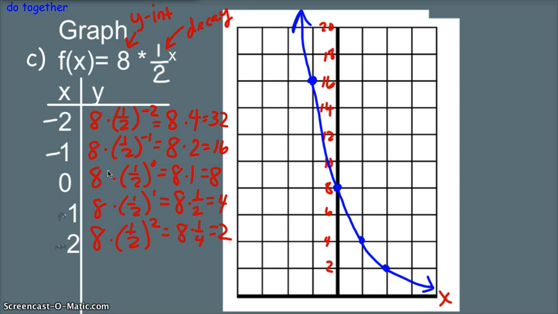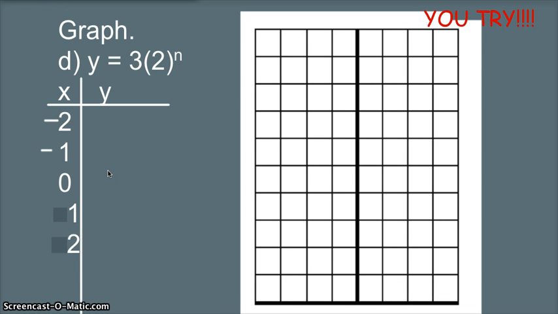You try example D. Pause the video, plug in your input values for your domain. It's going to be 3 times 2 to the nth power. Remember, your 3 should come out to be your y-intercept. 2 is going to show growth. So from left to right, your graph should be increasing. Pause the video and complete example D now.